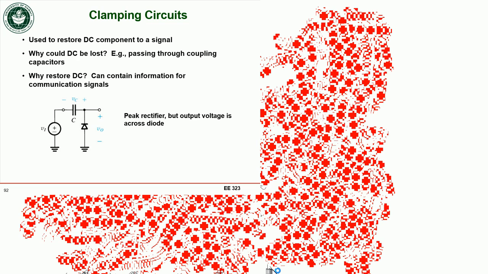But at least based upon what we learned in 2.11, the capacitors are going to be like open circuits at DC, right? So they're going to block DC, but they'll let AC through. And so that's how you can filter out DC by using a capacitor. When we look at amplifiers, we'll be using coupling capacitors in the amplifiers. So that would make you lose the DC component of the signal. And if you wanted to add that back at the end of the amplification, you can use a clamping circuit. The clamping circuit kind of looks like the peak rectifier circuit, but now we're going to take the output voltage across the diode. So it's a capacitor in series with a diode.